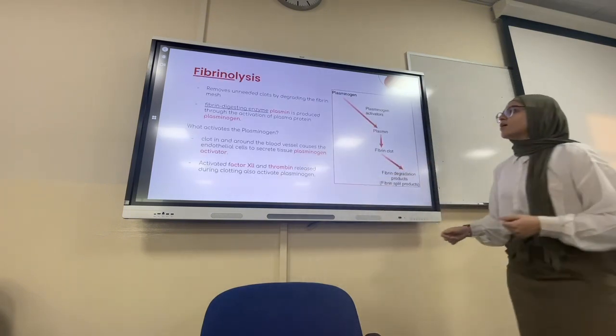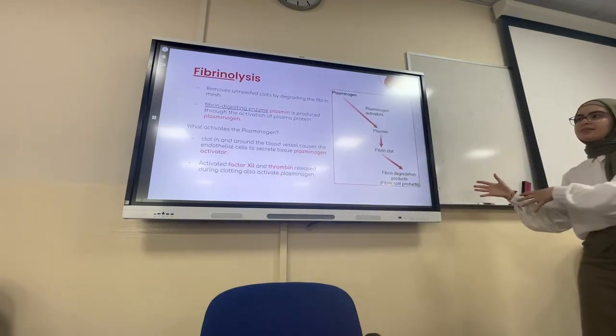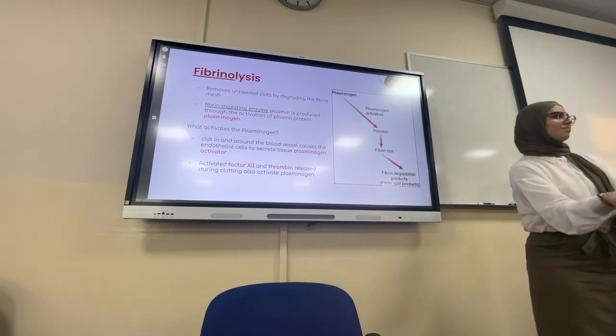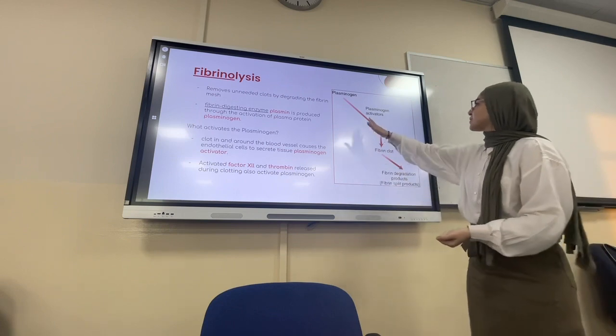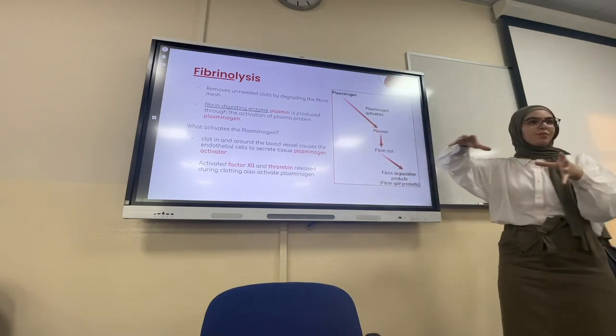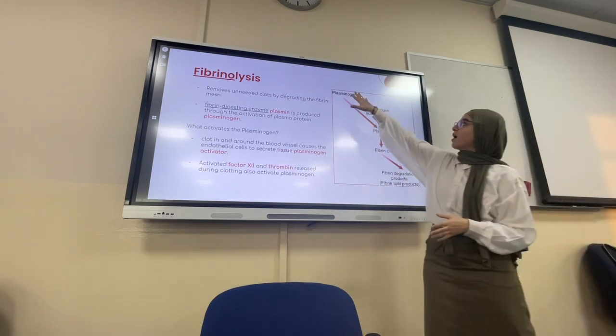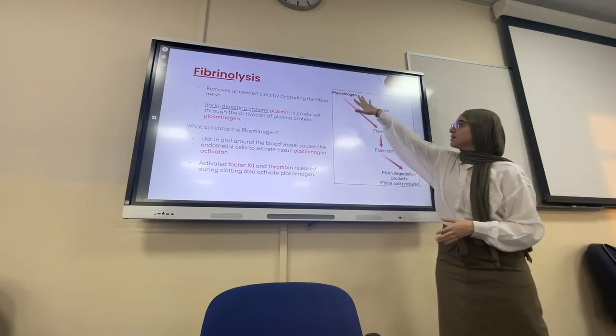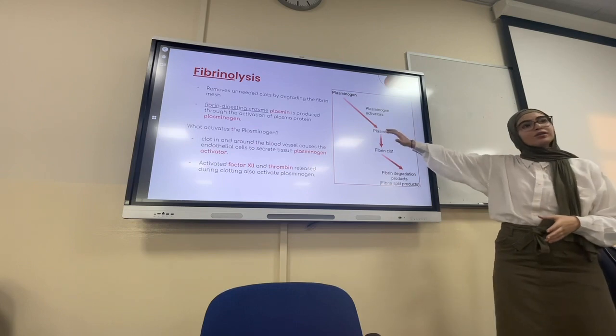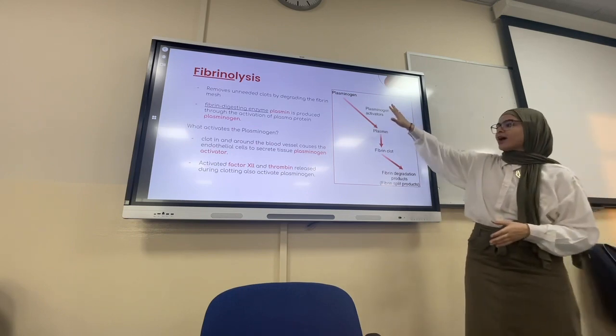Okay. Fibrin, no lysis. So the fibrin is basically being degenerated. We're breaking them down. What's going to happen? So I need to break down the fibrin. The way I'm going to do this is I need the plasminogen, which is also a plasma protein. I need it to be converted to plasmin. How do I do that conversion? I need a plasminogen activator.